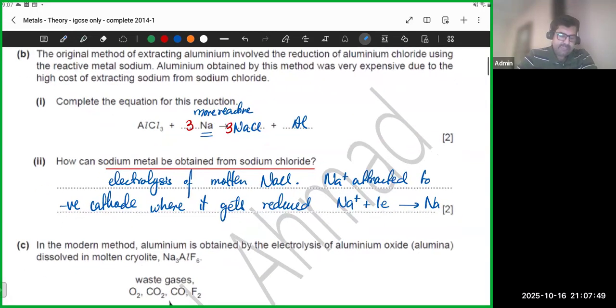Okay? Is this clear? Hania, is this clear? Taha, Ibad, Nabila, is this clear? Clear? Yeah, is this clear?